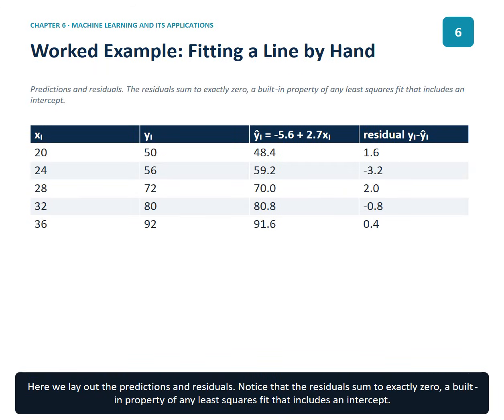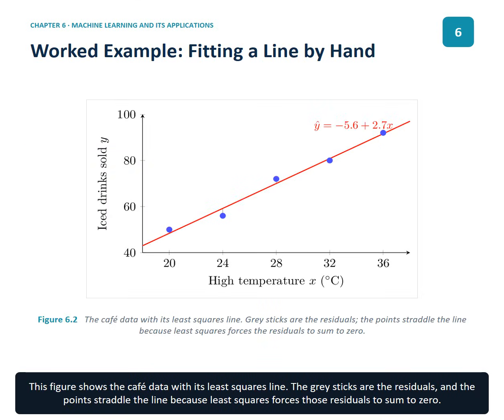Here we lay out the predictions and residuals. Notice that the residuals sum to exactly 0, a built-in property of any least squares fit that includes an intercept. This figure shows the cafe data with its least squares line. The gray sticks are the residuals, and the points straddle the line, because least squares forces those residuals to sum to 0.